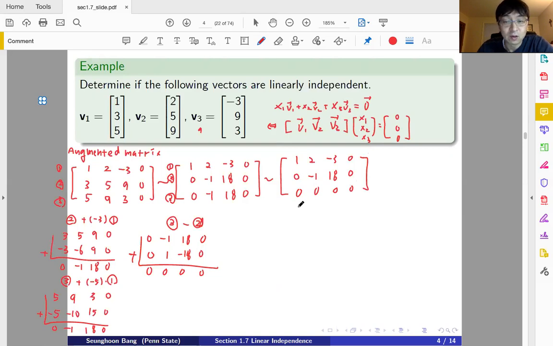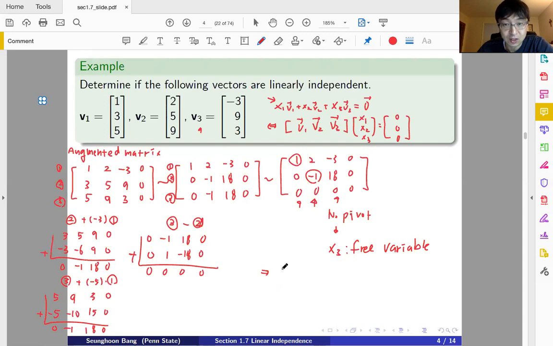So what happens? The first row has pivot 1. The second row has pivot minus 1. Third row, no pivot. So what does it mean? The x3 is a free variable. So what does it mean? This linear equation has a free variable. What's that? The linear equation has a non-trivial solution.